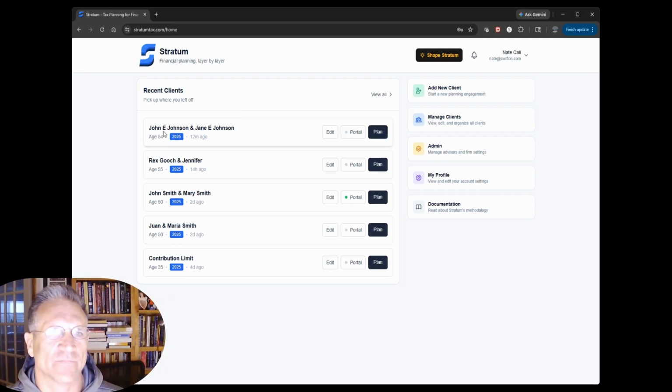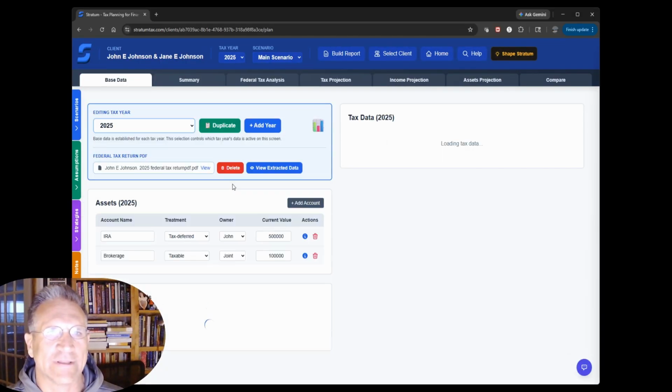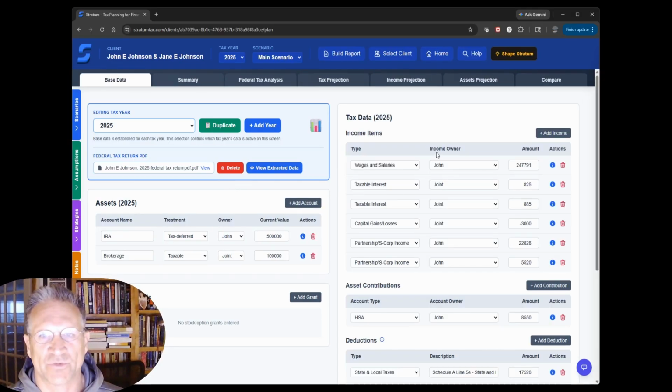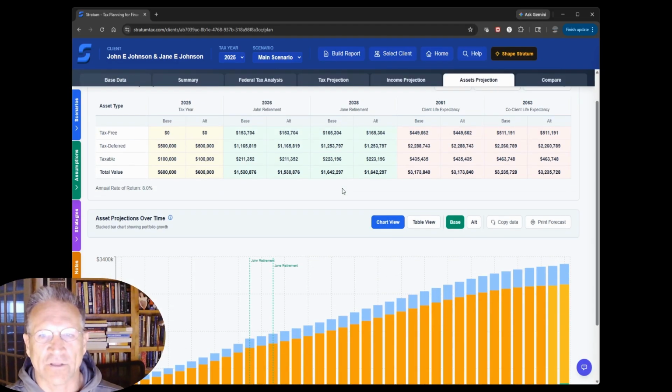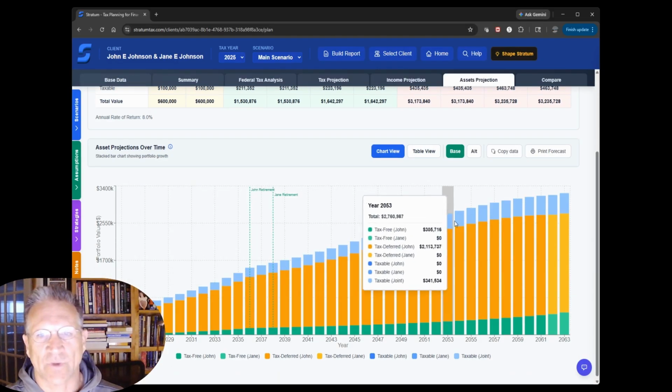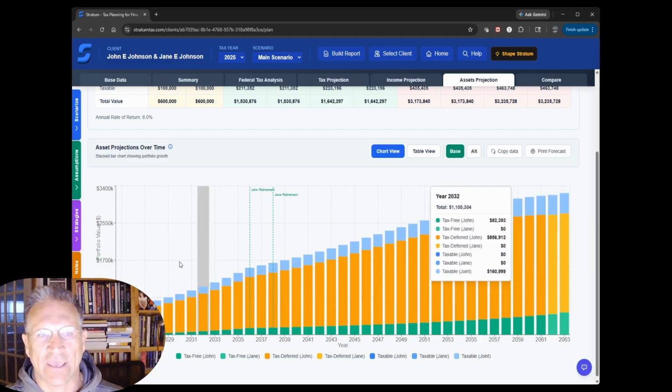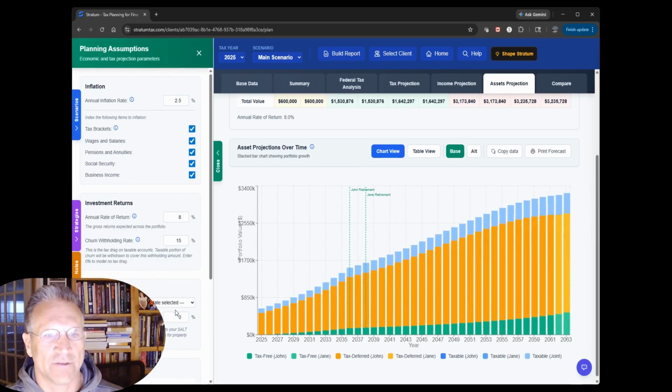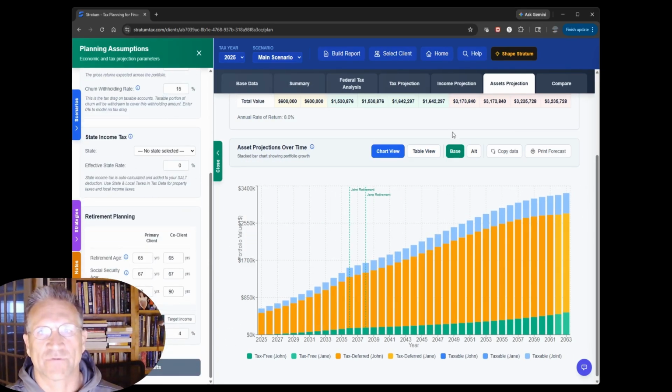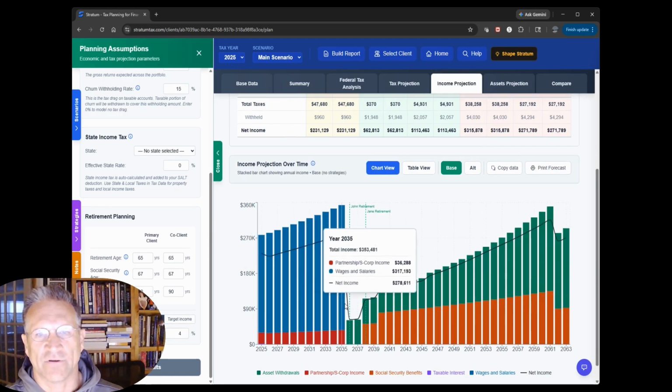Last time we were here, we introduced you to John E. and Jane E. Johnson. We imported a tax return for them, which populated the majority of their core data. I then manually added an IRA and a brokerage account, and that gives us a starting point on what their forecast might look like. This is assets using a withdrawal rate method. In this case, it defaults to 4%. And I can also see what that does to their income.